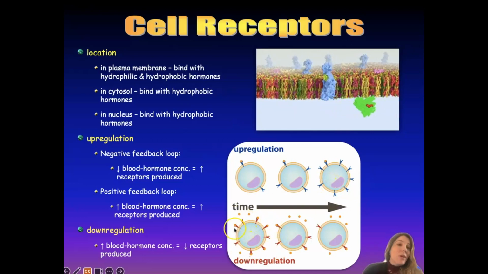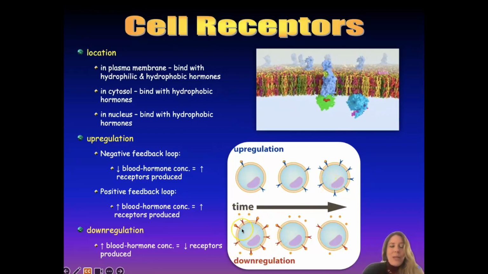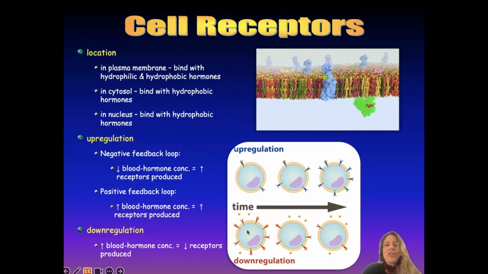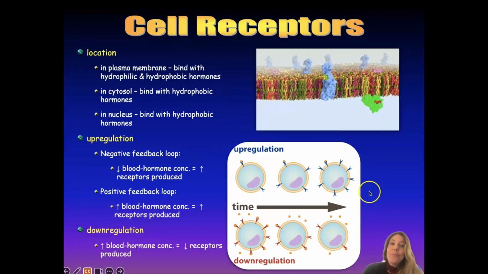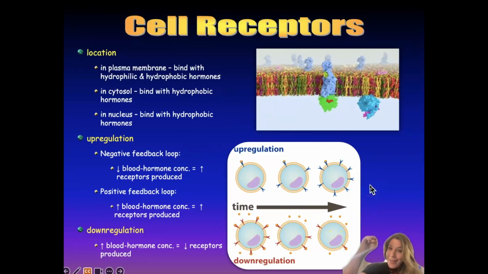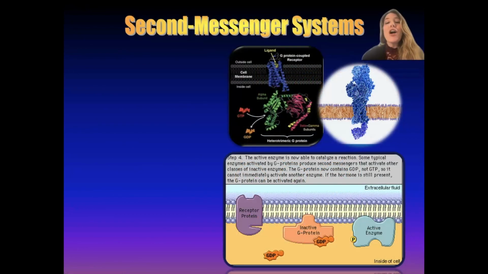Downregulation is the opposite. You're starting with a lot of receptors, and because the blood hormone concentration is high, over time, less and less receptors are produced. So that's upregulation and downregulation. Now we're going to talk about second messenger systems.